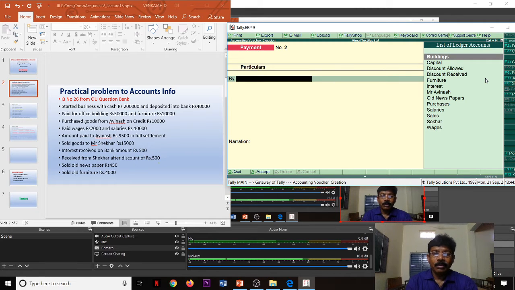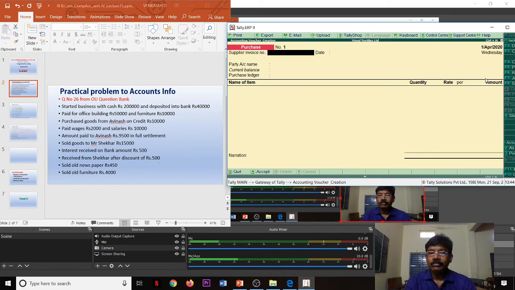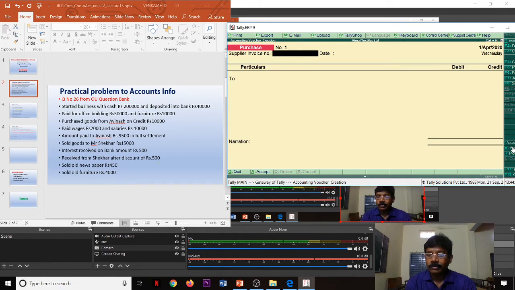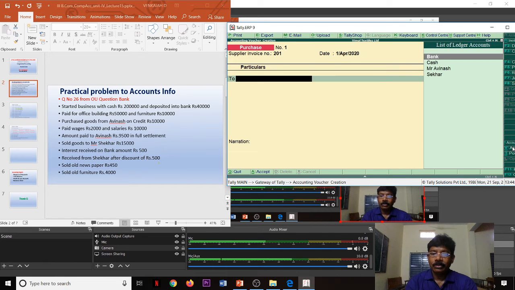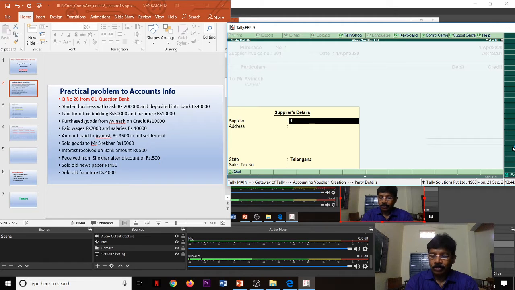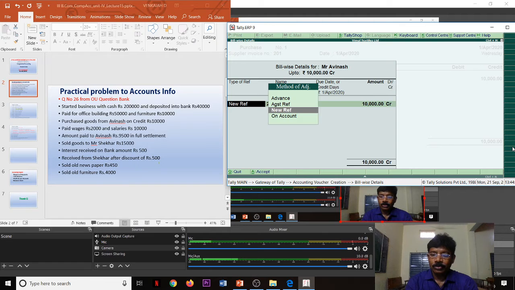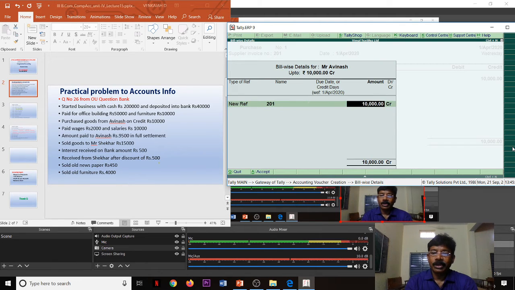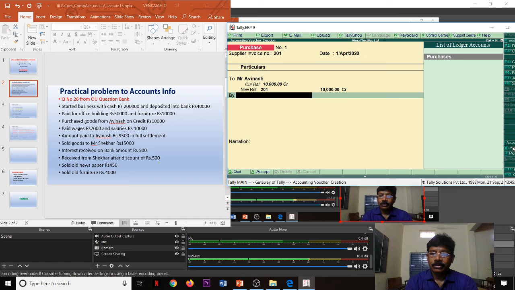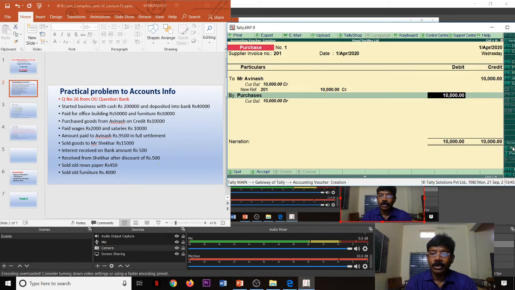Assets purchased. Purchased goods from Avinash. That is purchase voucher, F9. As a voucher, reference 201. Amount is Avinash, 10,000. Avinash details we have to enter. We don't have any stock items. It is asking, but we don't have any information. Goods purchased on credit is the narration.